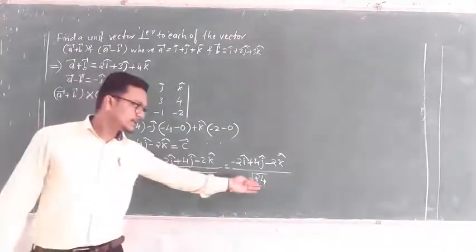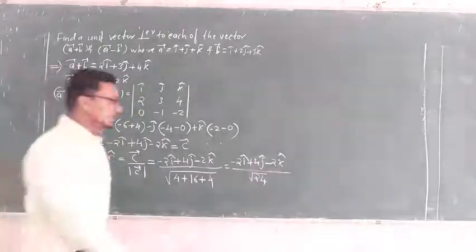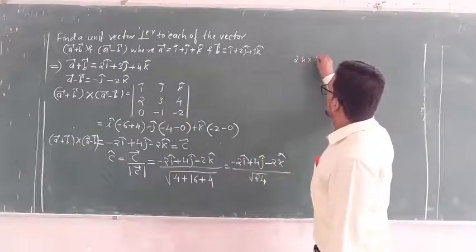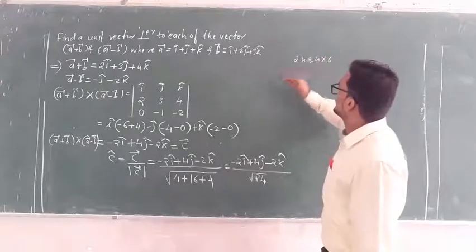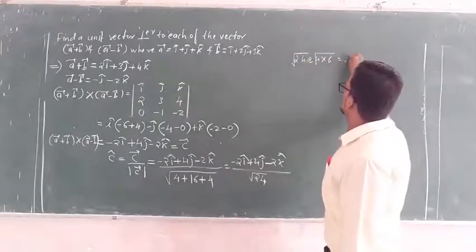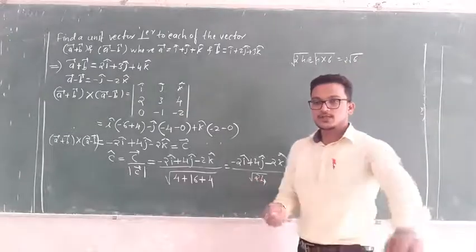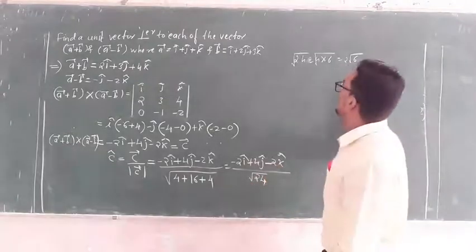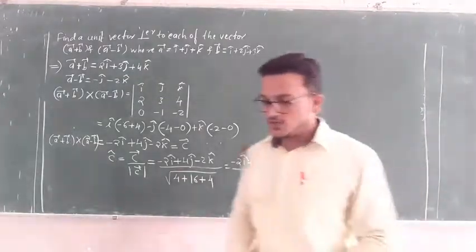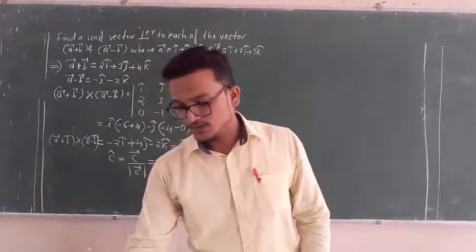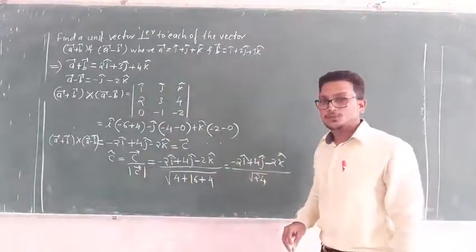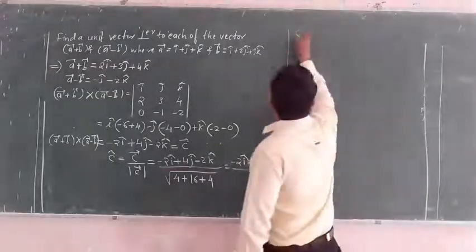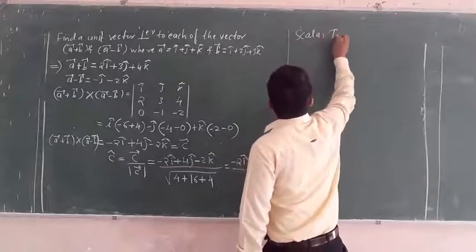Still, if you want to simplify, then 24 can be written as 4 into 6, so again this can be written as 2 root 6. You can do this also. But if you keep the answer as it is, no problem, you will get the marks. So this is the one problem I have solved from the vector or cross product. Now your next type is scalar triple product.